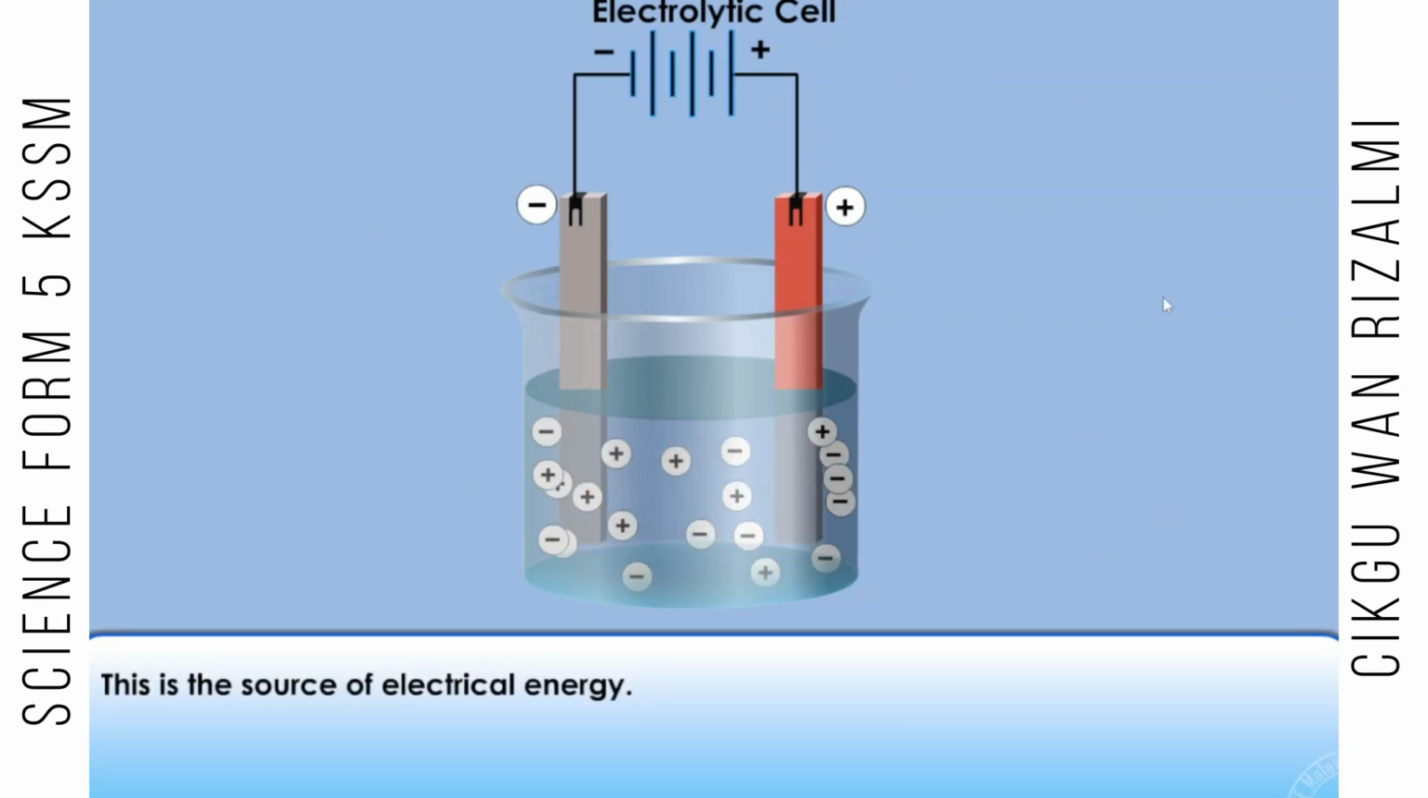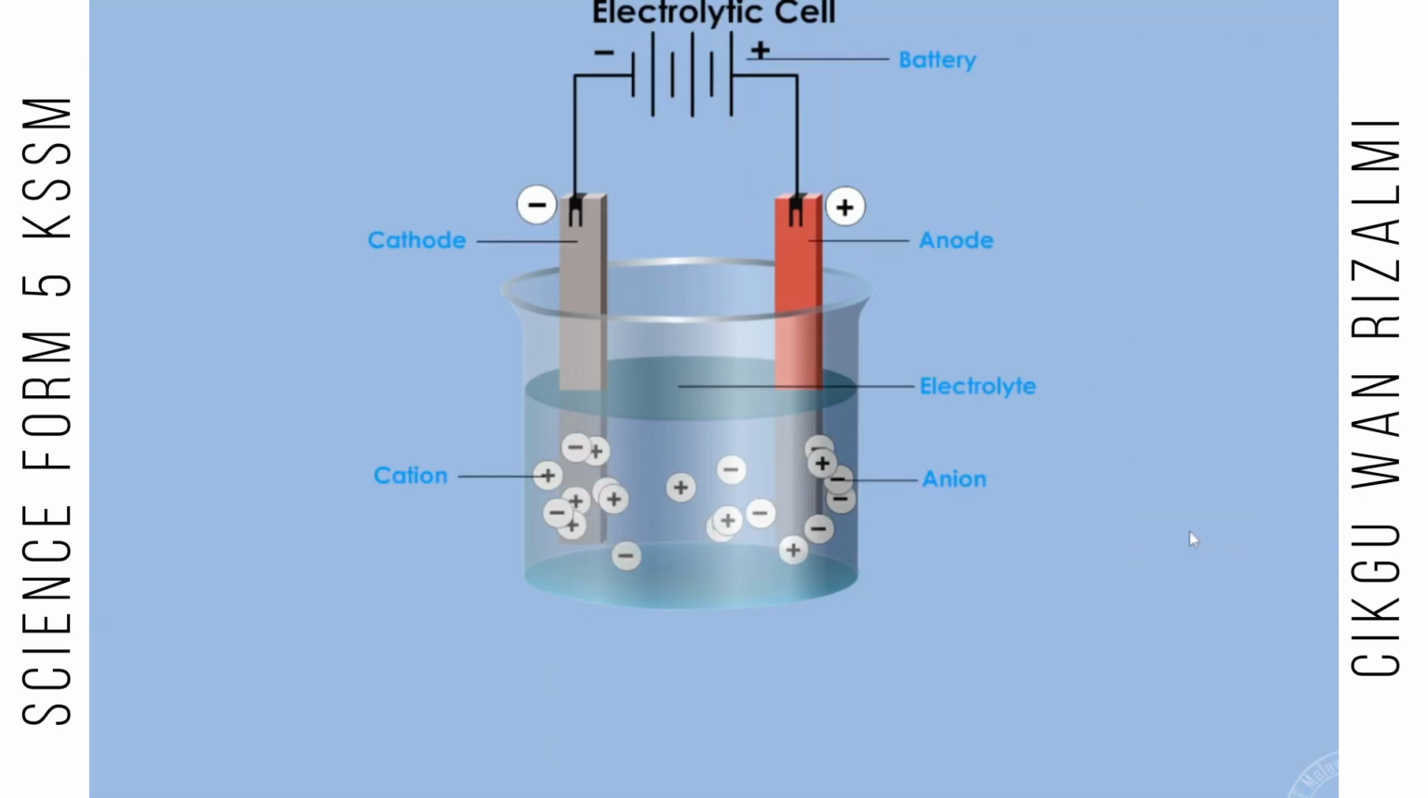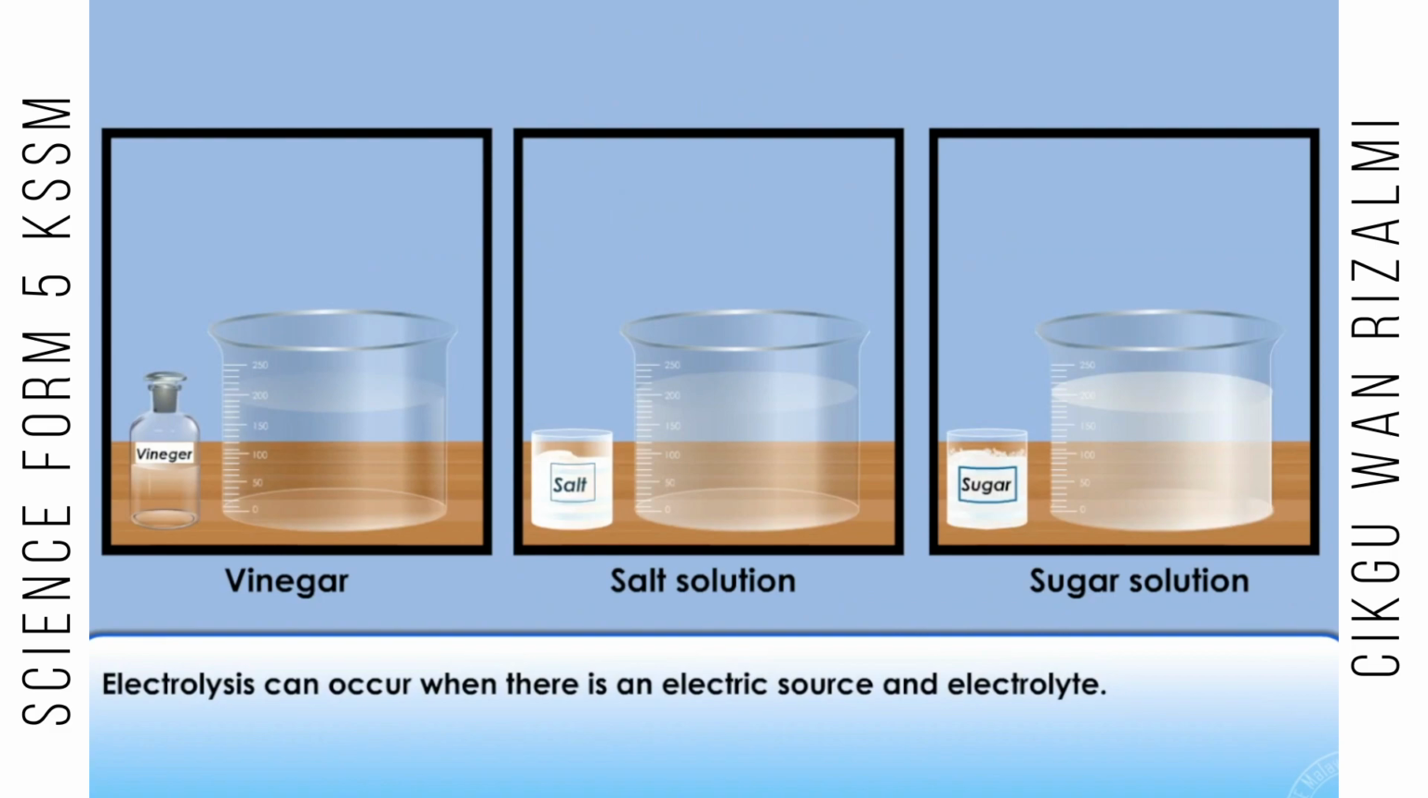This is the source of electrical energy. The symbol for battery is illustrated by a long and a short vertical line. The long line indicates the positive terminal, while the short line indicates the negative terminal. Electrolysis can occur when there is an electric source and electrolyte.